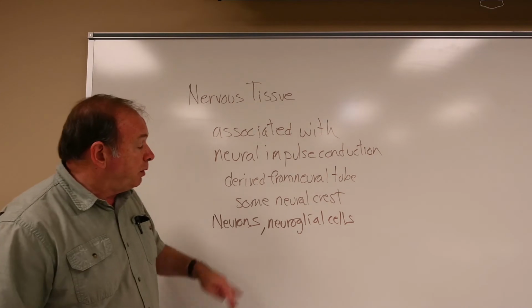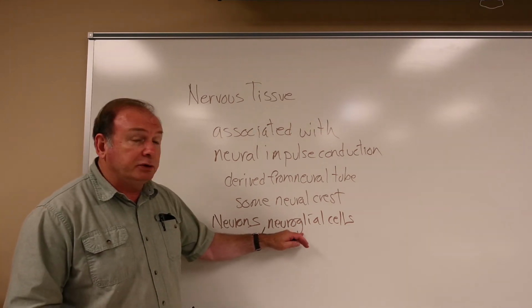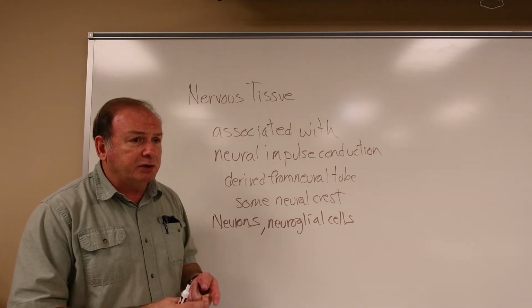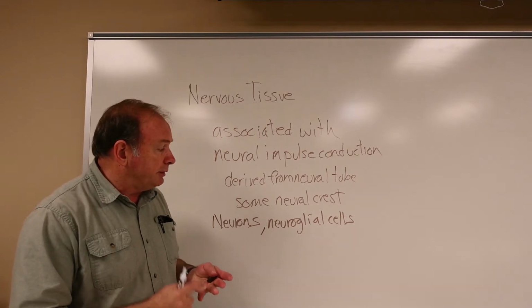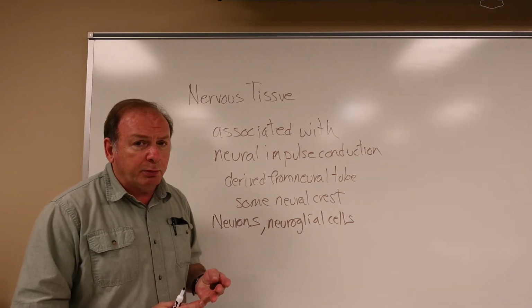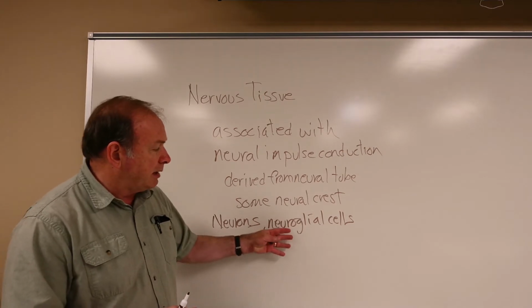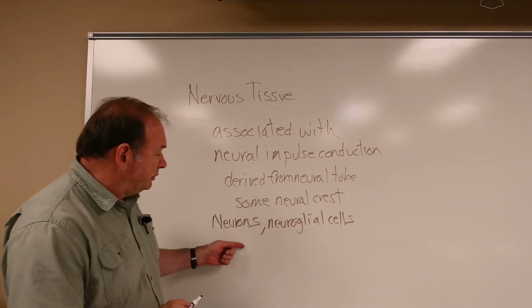That are there to support the neurons. And we're going to list those later on. It includes astrocytes, oligodendrocytes, microglial cells, and the ependymal cells. So four different categories of neuroglial cells there.